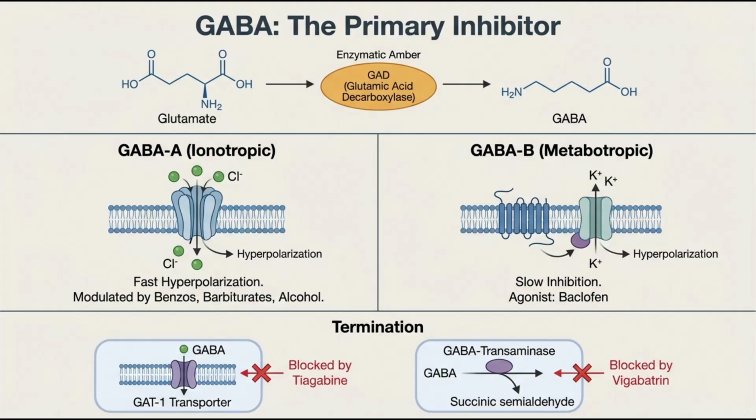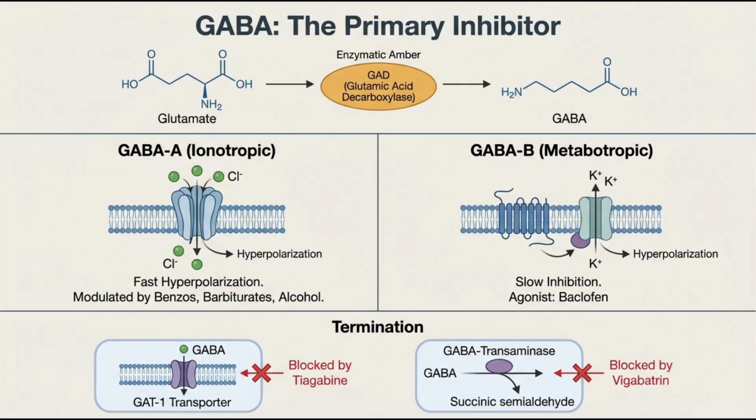And the drug mentioned here is baclofen. Baclofen. It's a muscle relaxant we use for spasticity in conditions like multiple sclerosis or cerebral palsy. It targets these GABA-B receptors, especially in the spinal cord, to dampen the excessive motor neuron firing that causes the muscle tightness. And termination for GABA?